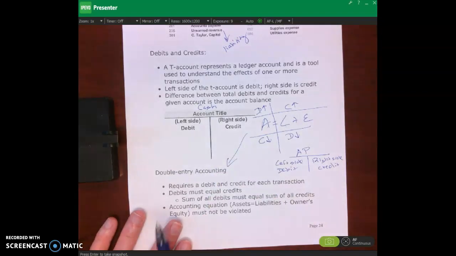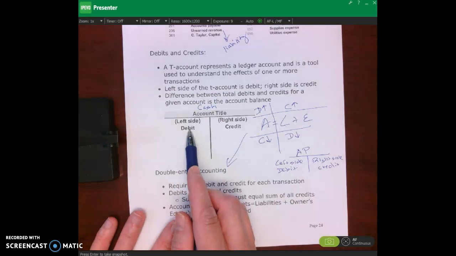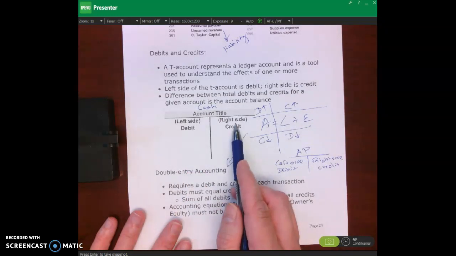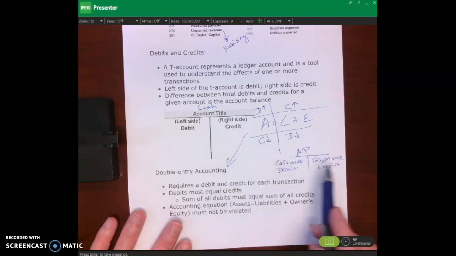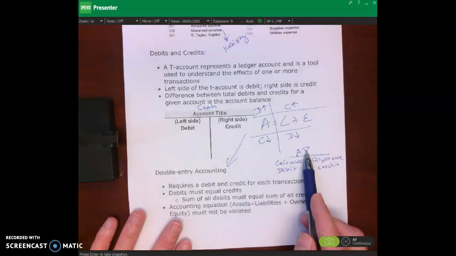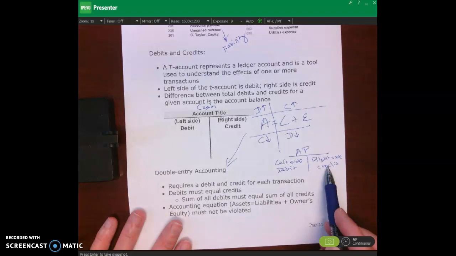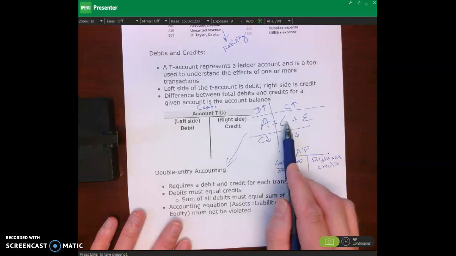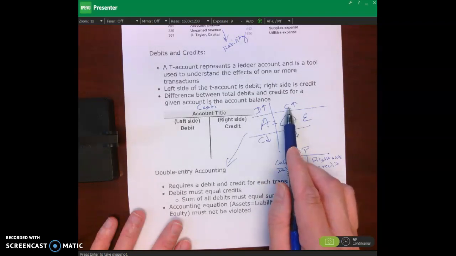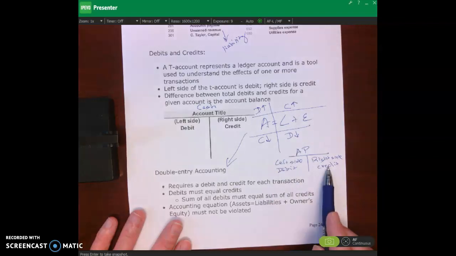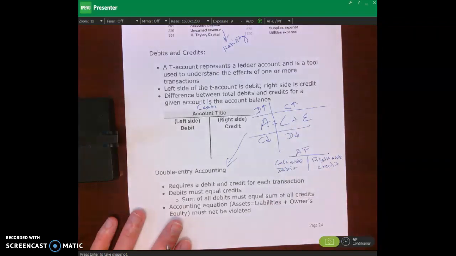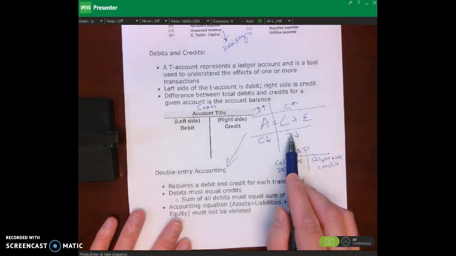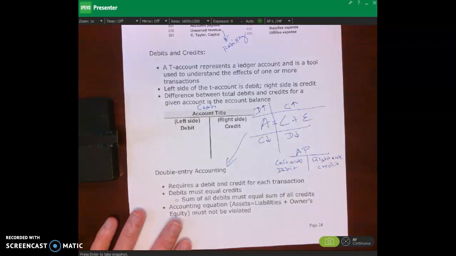So I went over cash, and we said the left side, the debits, represent increases to cash. The right side, the credits, represent decreases of cash. What about AP, accounts payable? Well, it's reversed. The right side, the credit, represents an increase in accounts payable. How do I know that? We look back over here at our accounting equation. How do I increase liabilities? Look up top, credit. So the right side, the credit, represents an increase to a liability. The debit side, which is the left side of the accounts payable T account, represents a decrease in accounts payable. Okay?